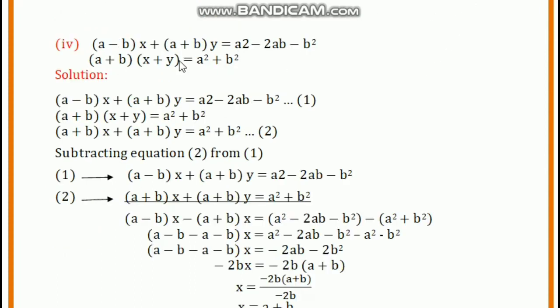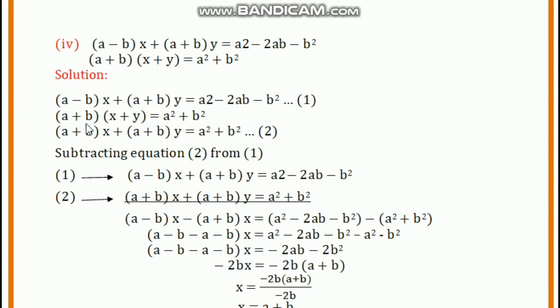Students, let's discuss exercise 3.7, 7th Roman, 4th sum. The question is (a minus b) of x plus (a plus b) of y equal to a square minus 2ab minus b square. This is the first equation, and the second equation is (a plus b) of (x plus y) equal to a square plus b square. So already we know that first we need to check whether the given equations are in the general form of linear equation. The first equation is in general form, but the second equation is not in general form. So first we need to convert into general form.